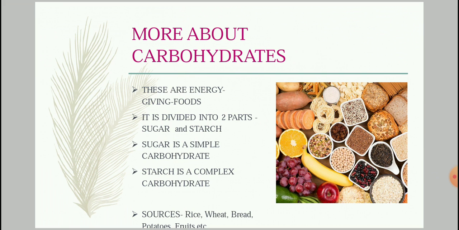Carbohydrates. Now we need to learn more about carbohydrates. So what are carbohydrates? These are energy giving foods. When we get carbohydrates in our body, they give us instant energy. The carbohydrates are divided into two parts, sugar and starch. Sugar is a very simple carbohydrate because it is easily digested. Starch is a complex carbohydrate. The sources of carbohydrates are rice, wheat, bread, potatoes, fruits, etc. This was a little explanation about carbohydrates.